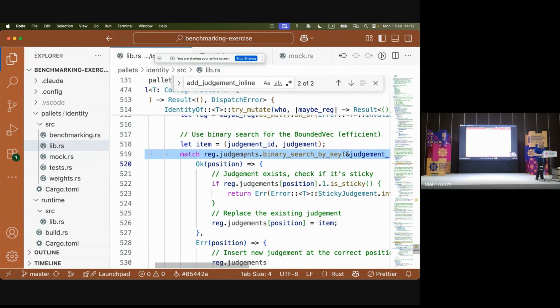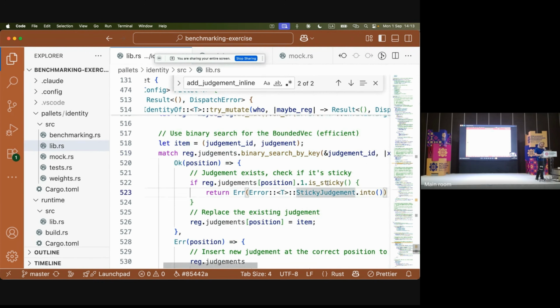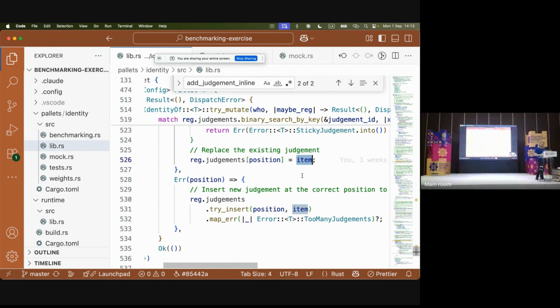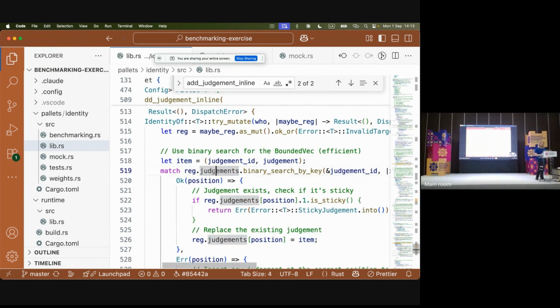There is a vector here, and then we can binary search, and if it's sticky, we don't update it, and otherwise we do. That's the details of how the judgments work, right? Point being, it's inside of the identity struct, which is why I called it inline.